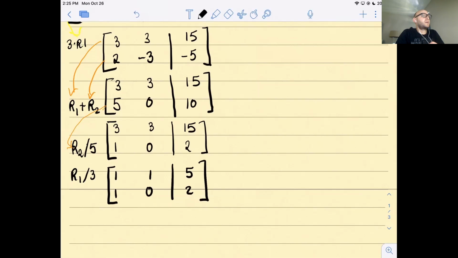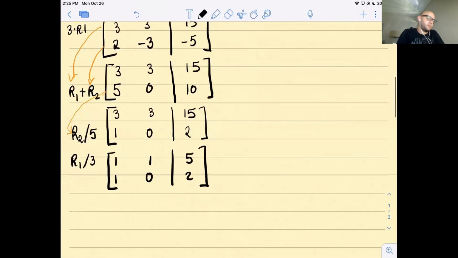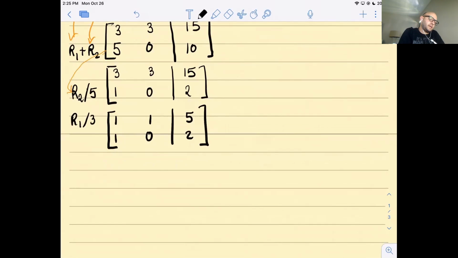Nice. I can subtract, right? I can subtract the first row and take away the second row. So when I do that, I get, so this is going to be R1 minus R2. So this would be 0, so rather 1, 3. And this is 1, 0, 2. Okay.